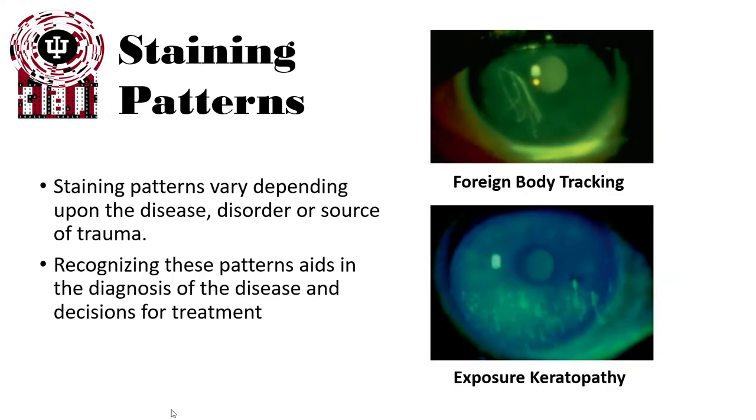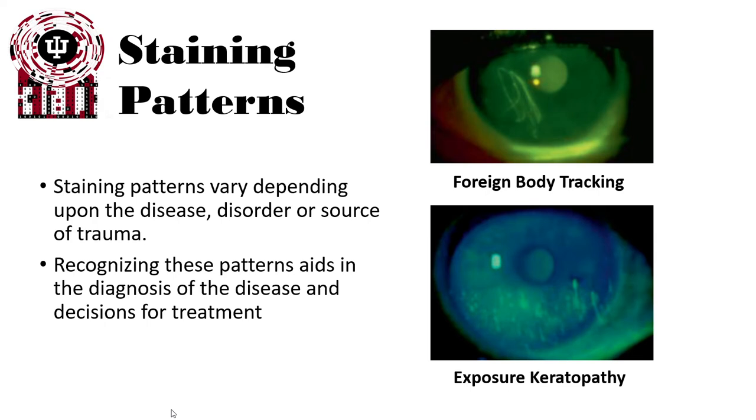Now that we've talked about negative staining for a little bit, let's talk about positive staining and staining patterns. Staining patterns may vary depending upon the disease, disorder, or source of the trauma. And recognizing these patterns aids in the diagnosis of disease and decision for treatment. In our images here to the right, we have 2 examples of very distinct and different staining patterns that tell us a lot about what's going on.